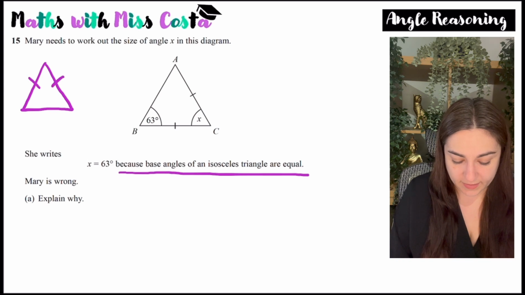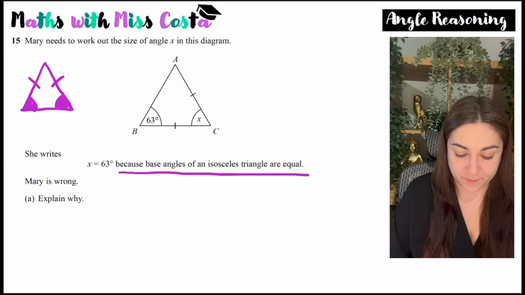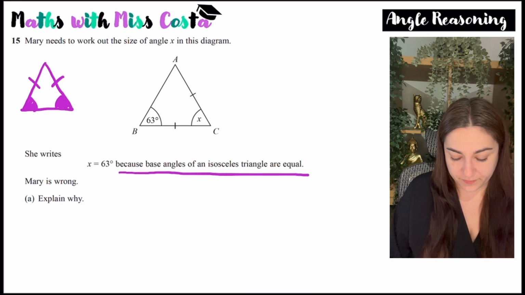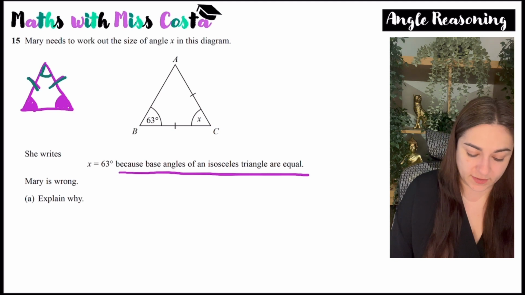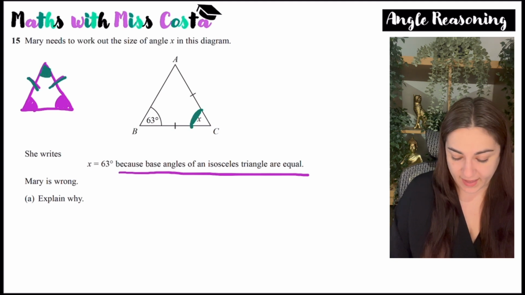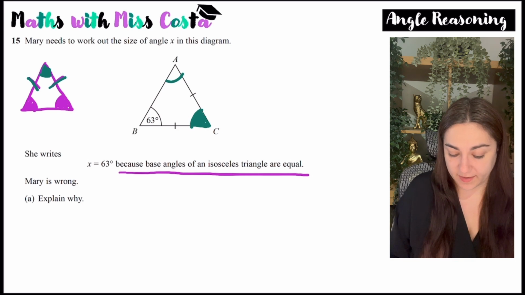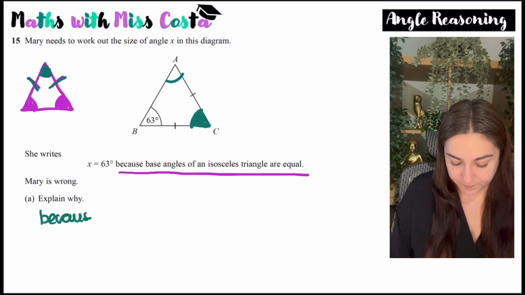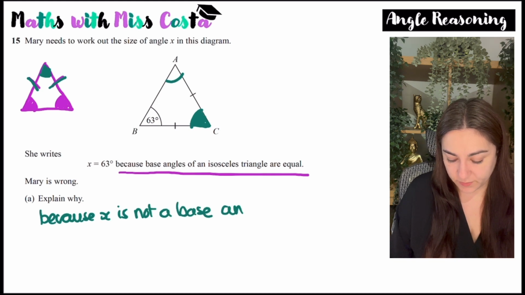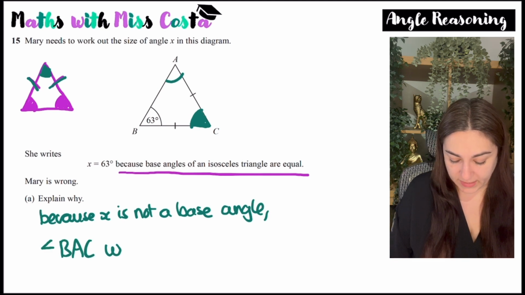So normally, you're shown an isosceles triangle like this, and you're told the base angles are over here. But the base angles are essentially wherever your two equal sides are, the angle that's trapped in between that, so in this case X, that's not a base angle. The other angles are. So this would be the base angle. So Mary is wrong because X is not a base angle. Angle BAC would be the base angle.